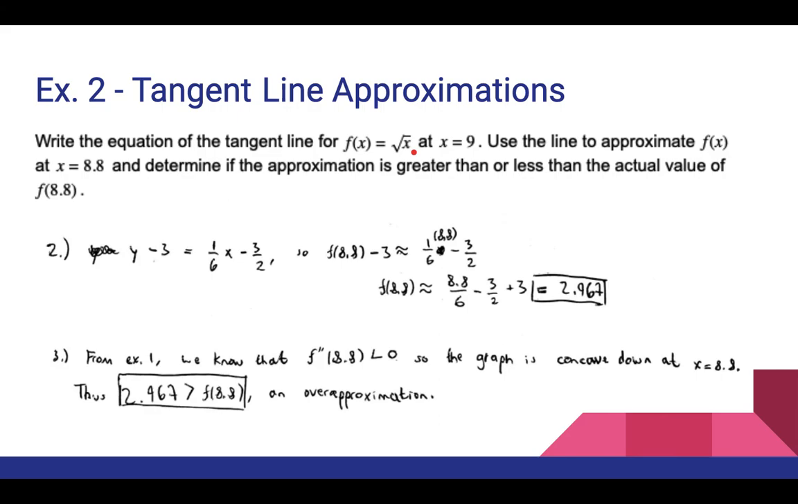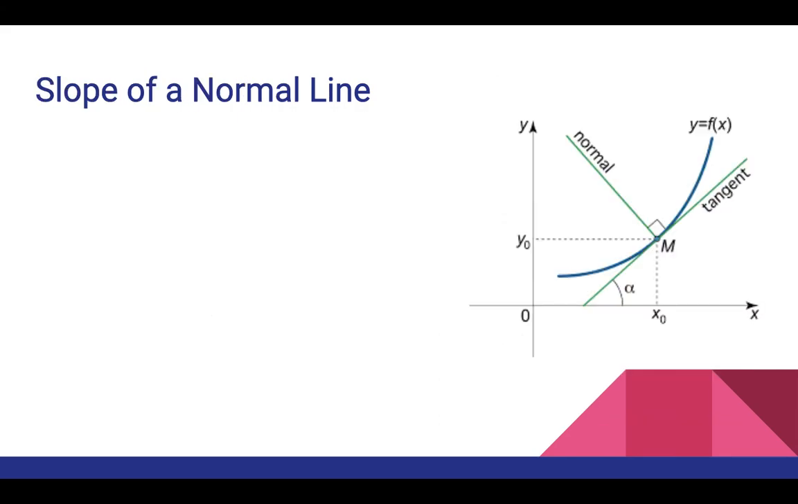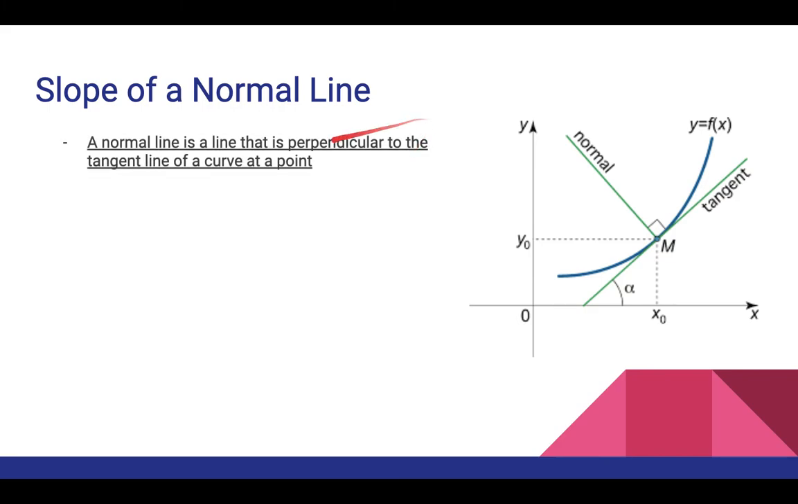Lastly, we'll look briefly at the slope of a normal line, which you should have learned about in geometry or prior classes. If not, we'll cover it briefly here. A normal line is defined as a line that is perpendicular to the tangent line of a curve at a point. It's very applicable in physics and higher level mathematics, so it is worth going over.